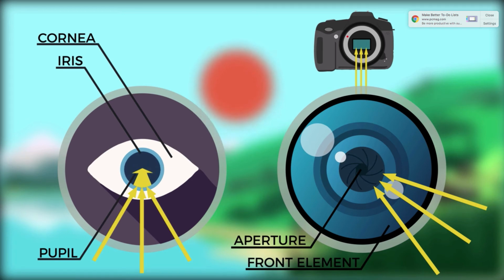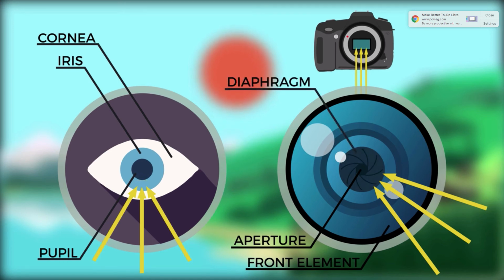The larger the aperture of the lens, the more light enters the camera. The iris of the lens controls the size of the aperture and is called the diaphragm. The diaphragm's function is to block all light with the exception of the light that goes through the aperture.